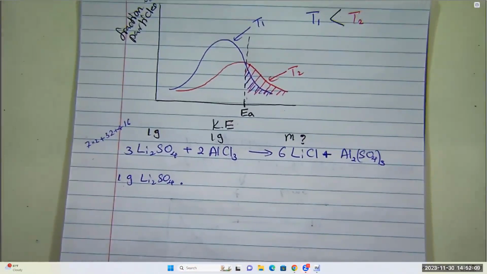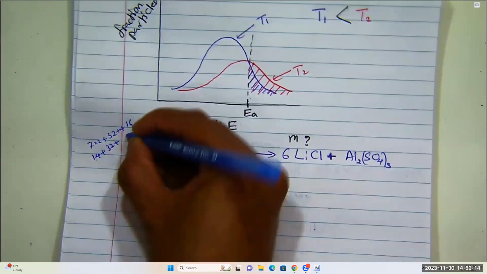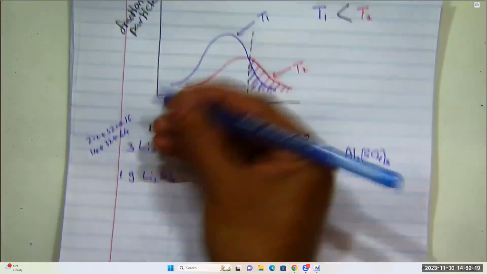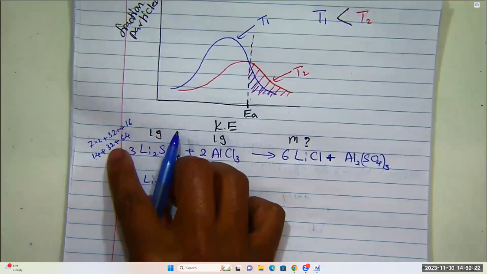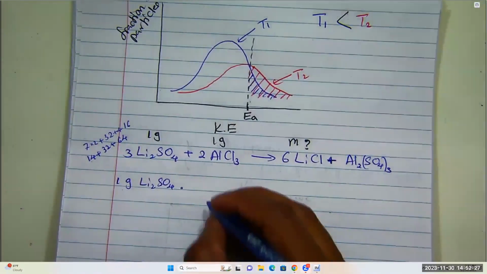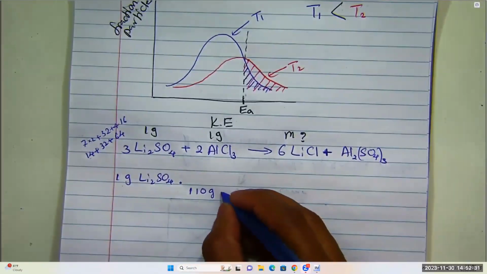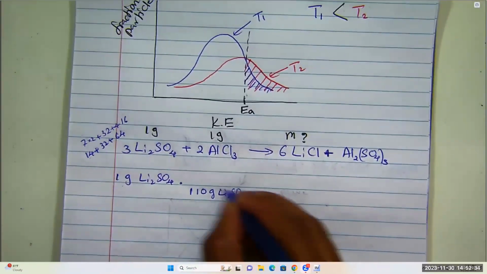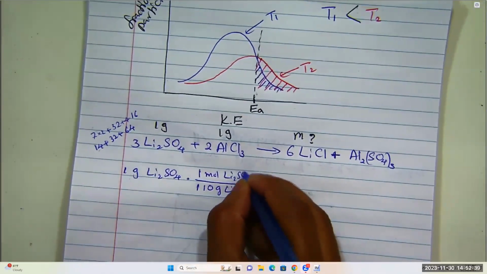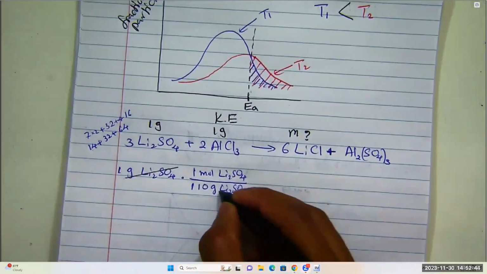Okay. So if you add these up, we have 14 plus 32 plus, I think this is 32, 64. 64 plus 32 is 96. 96 plus 14 is, I think, 110. Please correct me if I'm wrong. Okay, I'm doing this in my head. 110 grams of lithium sulfate in 1 mole of lithium sulfate. Why did I do this? So that I can cancel out the grams of lithium sulfate.